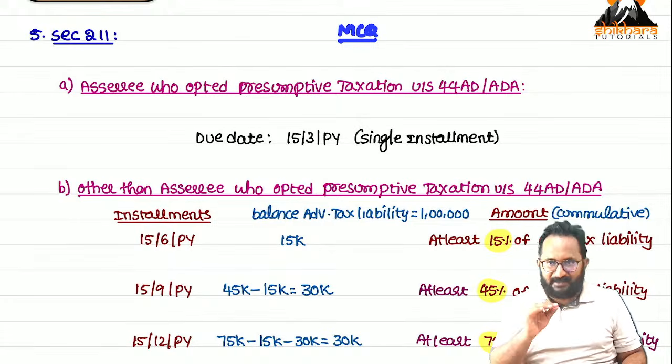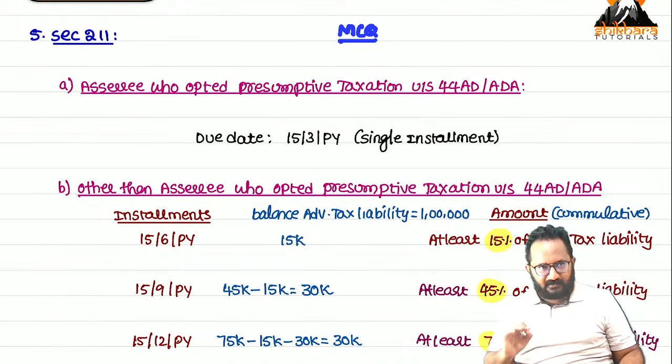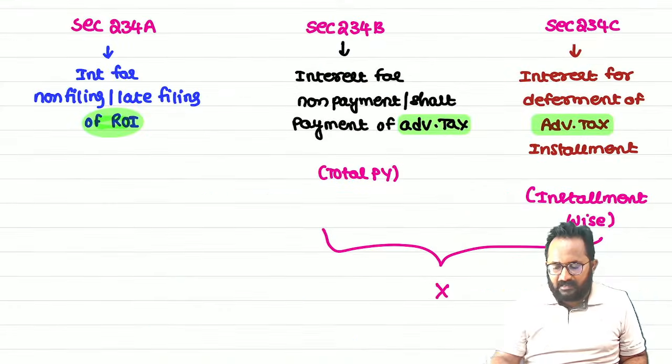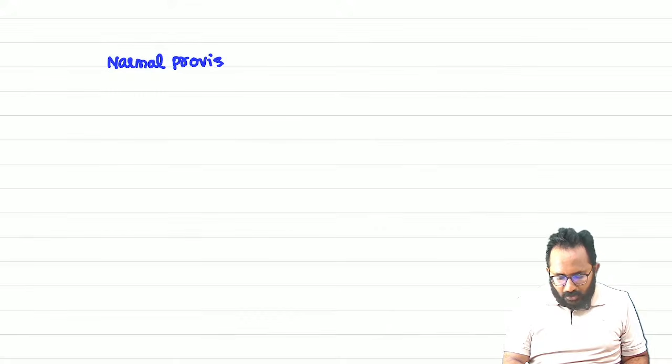Advance tax payments are installment-wise, right? But these installments are clearly given in a different way. The assessee can opt for presumptive taxation provisions, or the assessee can follow the normal provisions. You can follow the normal provisions.